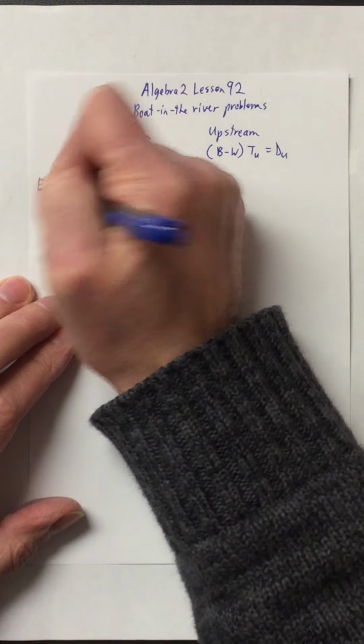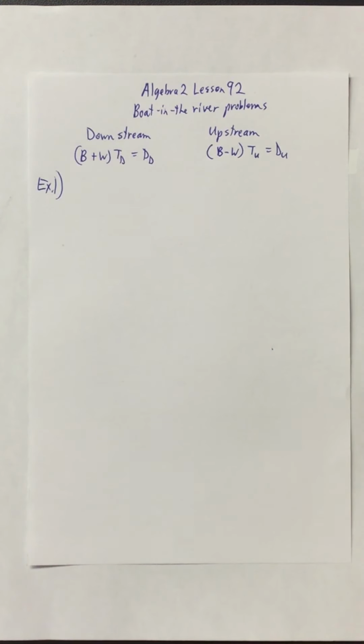All right, so example number 1: Robert and Clay could go 60 miles downstream in the same time it took them to go 20 miles upstream. If the speed of their boat was 8 miles per hour in still water, what was the speed of the current and what were the times?